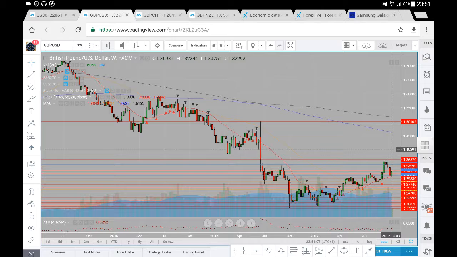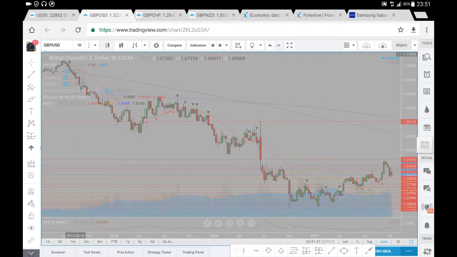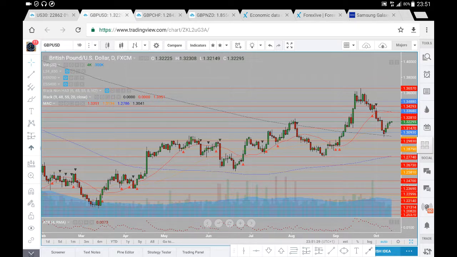Although we do have a lot of Brexit related news, which can pretty much throw any analysis in the pound into question. All it takes is a government minister or an advisor or a negotiator to say something, and it pretty much shows everything in here. So if we go down to the daily time frame, get a better idea.